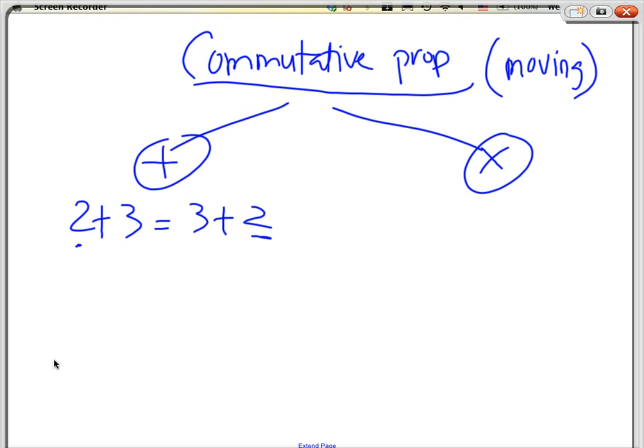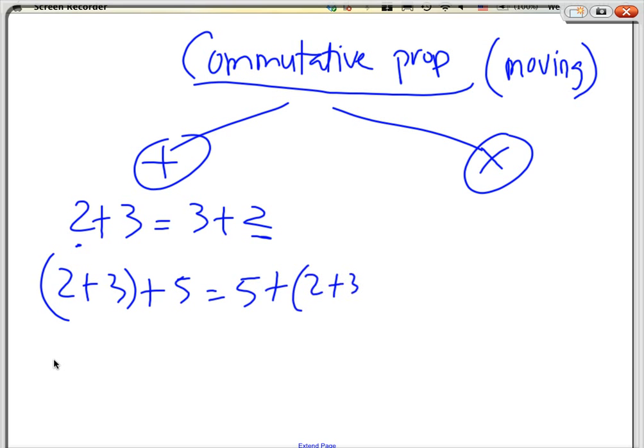Okay, here's another one. Tell me if I move. Did I move? Yes. What did I move? The 5 and the addition sign, and the 2 plus 3 as well, right? I move something. Because I move, it's the commutative property. Okay? All right. Next one. For multiplication, I shouldn't have to say much because you know that 2 times 3 is the same thing as 3 times 2. Did I move? I certainly did. And it applies the same way.